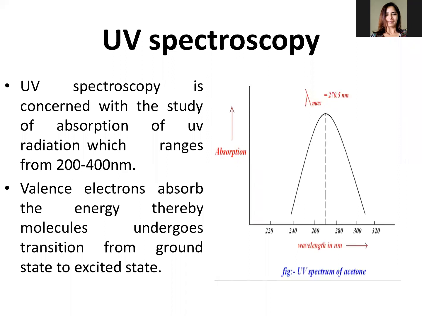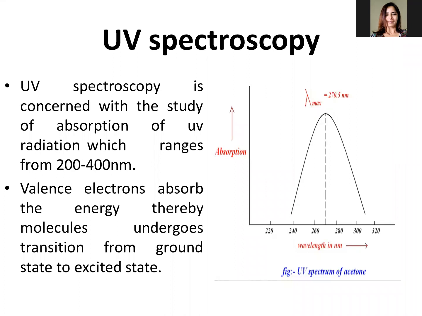UV visible spectroscopy is a sort of absorption spectroscopy. It's used in analytical chemistry for quantitative determination of different analytes, such as transition metal ions, highly conjugated organic compounds, and biological macromolecules. The spectroscopic analysis is commonly carried out in solutions, but sometimes solid and gaseous states can also be studied by UV visible spectroscopy.